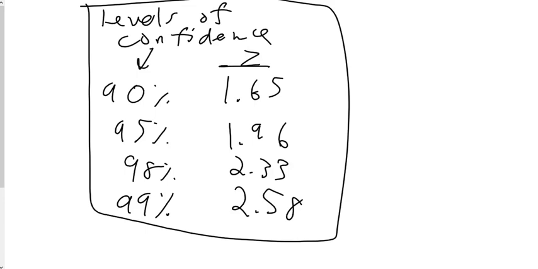Okay, so these are the 4 levels of confidence we're going to be using. Again, 90, 95, 99 we used last year in Algebra 2. We're adding 98 this year. Those are the z-scores that are associated with these levels of confidence. That's going to be very important for today's lesson.